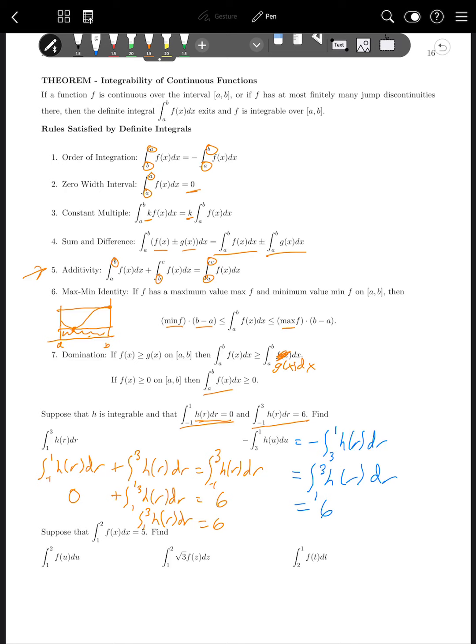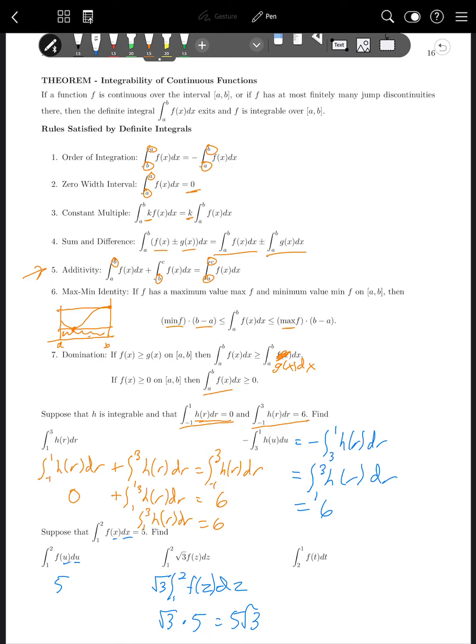So what would the integral of f of u du from 1 to 2 be, if the integral of f of x dx from 1 to 2 is 5? Well, that would just be 5, right? Because it does not matter that I'm using u's instead of x's. Those are still having the same value. Here, I have a constant multiple, so I can bring that out in front. And then we can replace the integral of f of z dz from 1 to 2 with 5 because we know that's what it's equal to. This would be the square root of 3 times 5, or 5 root 3.